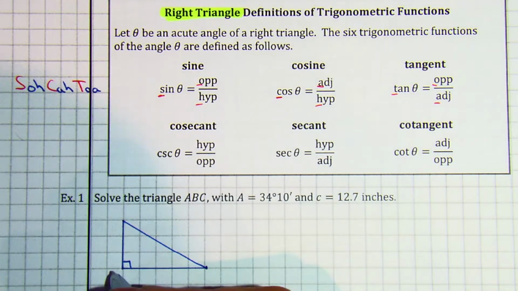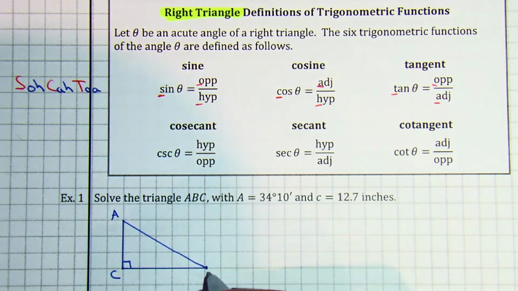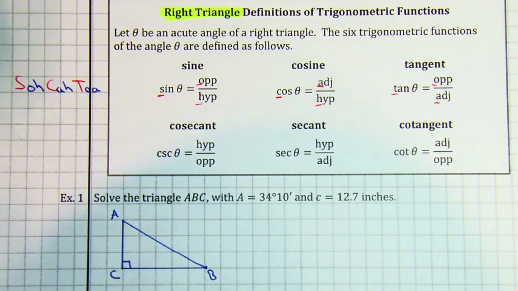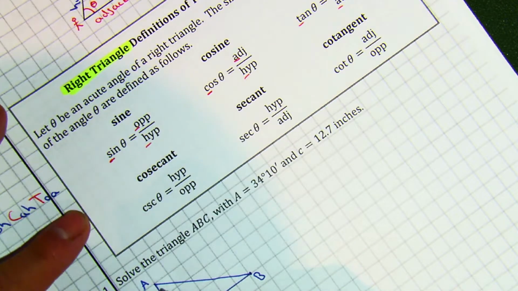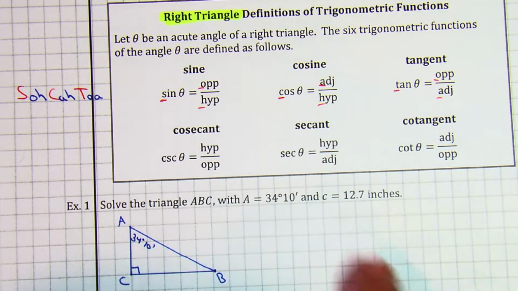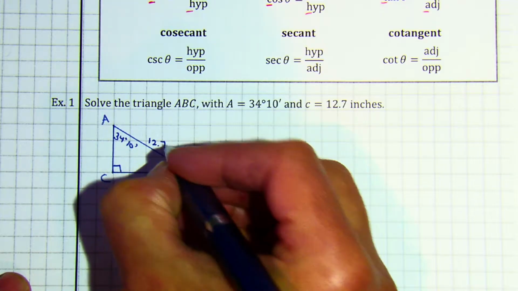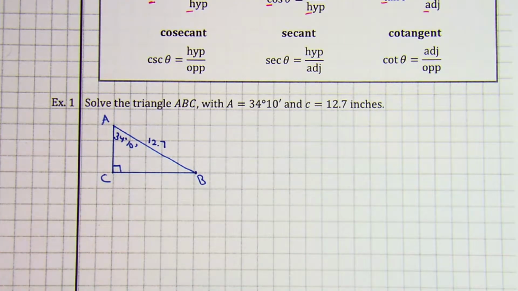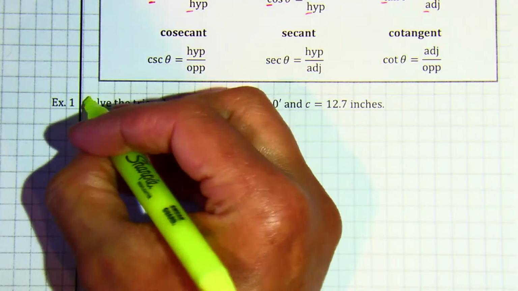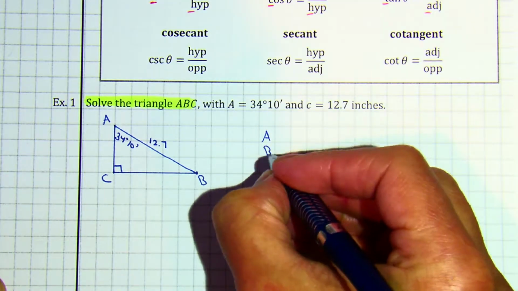And now we're going to label it. This is angle C. I'm going to place A here and B down here. And now I can label this as 34 degrees 10 minutes. Side C must be your hypotenuse, which is 12.7. And when they're asking you to solve the triangle, that means that we need to find all three angles and all three sides. And we are going to list them A, B, and C for the angles.